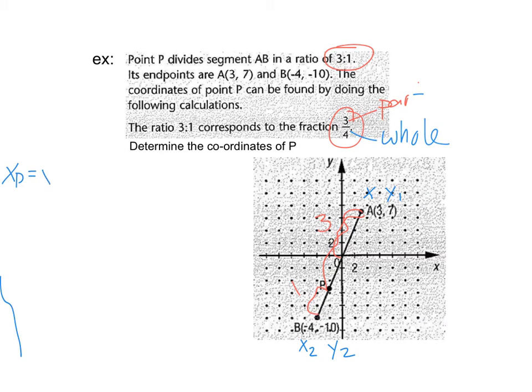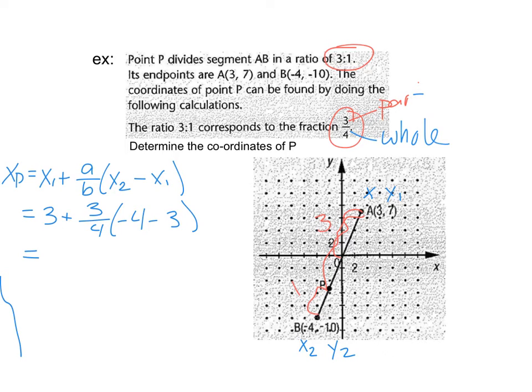So the x coordinate: x1 plus my fraction times the change in x, which is x2 minus x1. So my x1 is 3, plus my fraction is 3 over 4, times my x2, which is -4, minus my x1, which is 3. You have to use your order of operations here, so the next thing you're going to do is simplify the bracket. So -4 minus 3 gives us -7. And then we're doing 3/4 times -7.